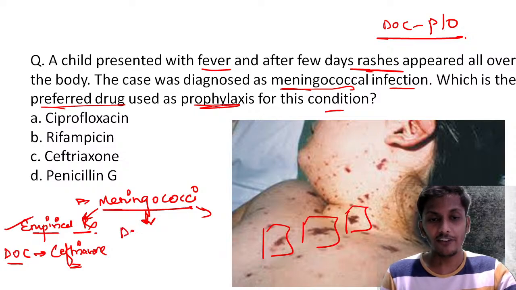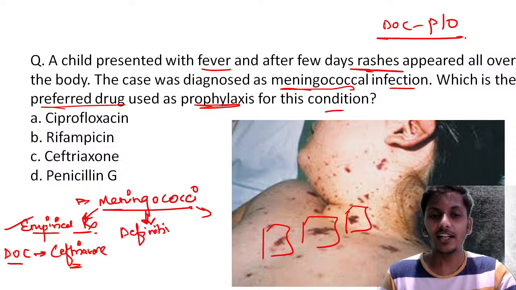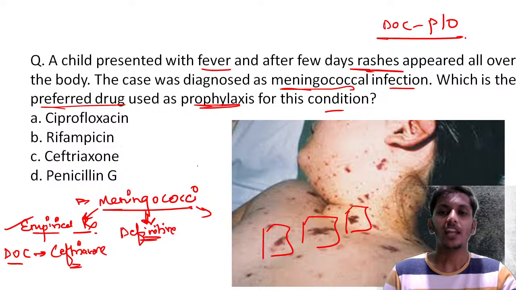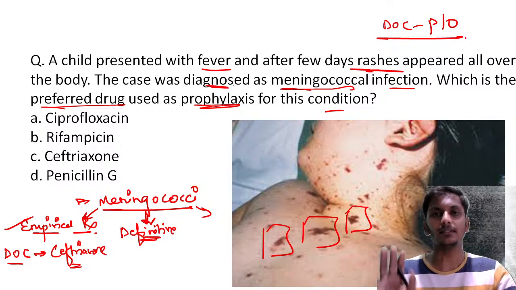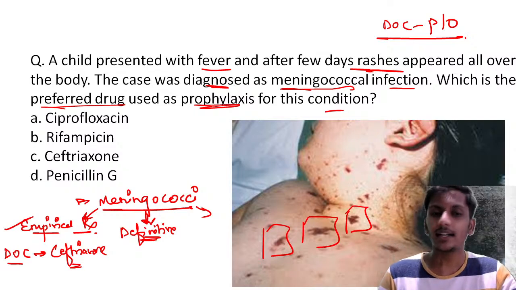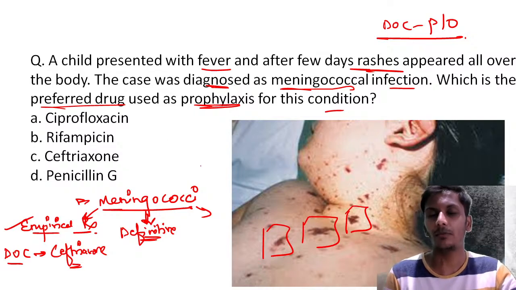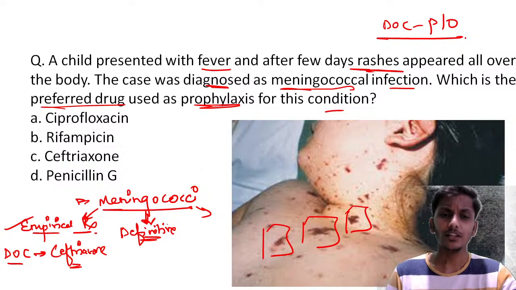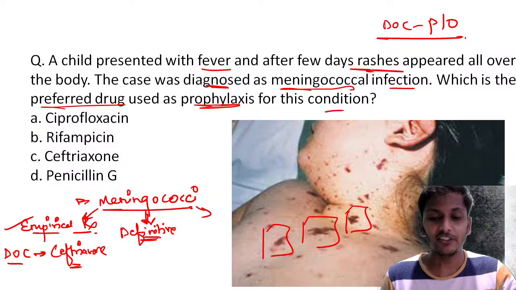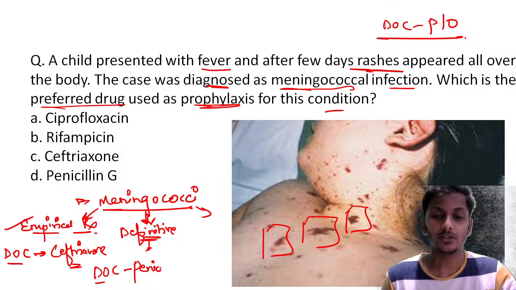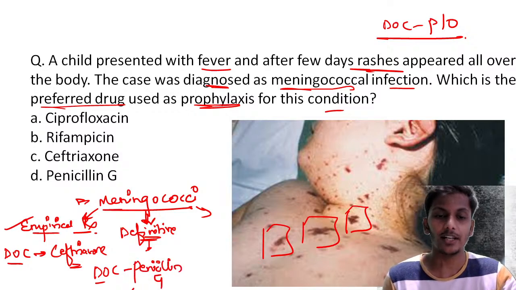Drug of choice for definitive treatment, definitive treatment means diagnosed cases. Here they have mentioned the case was diagnosed, but they have not asked about the definitive treatment. They have not asked about the treatment, so this cannot be the answer. For definitive treatment, the drug of choice is penicillin G. So please remember, the drug of choice for definitive treatment is penicillin G.